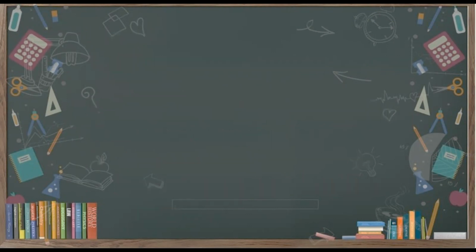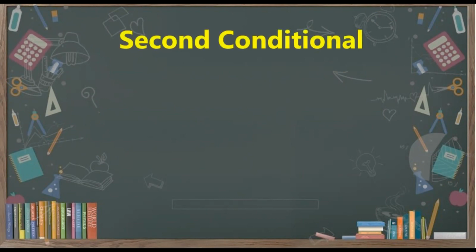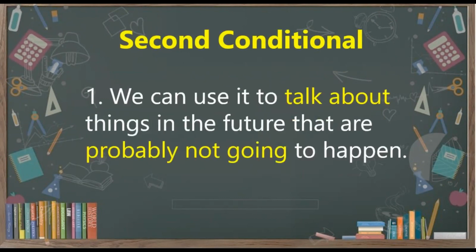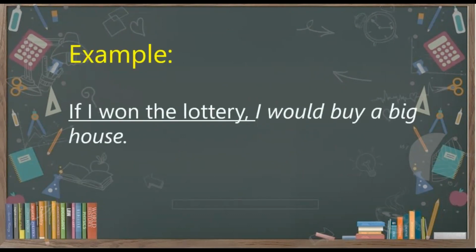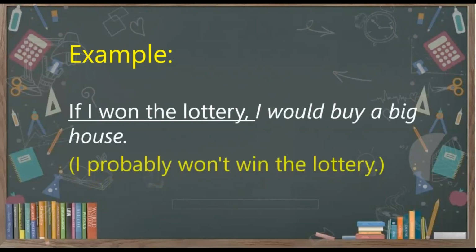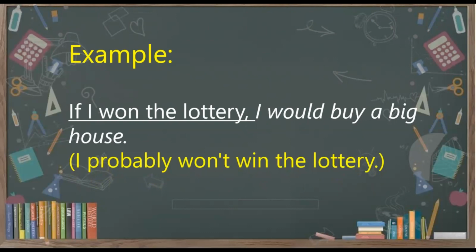Next is the second conditional, and it has two uses. First, we can use it to talk about things in the future that are probably not going to happen. Here are some examples. If I won the lottery, I would buy a big house. But I probably won't win the lottery. The probability is extremely low.